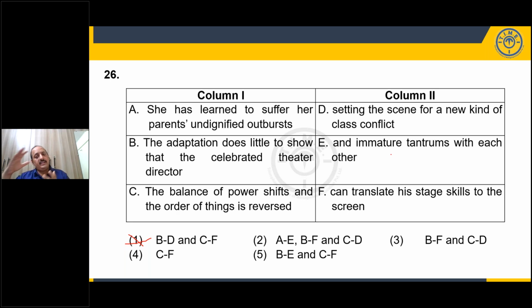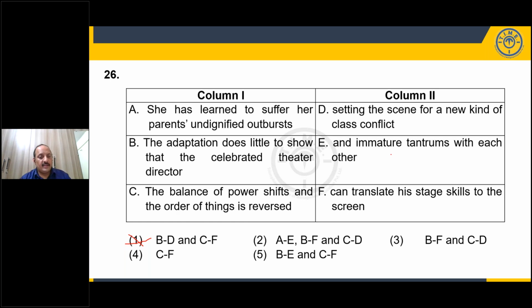She has learned to live with that. So AE does seem to be fine. Now let's check BF. The adaptation does little to show that the celebrated theatre director can translate his stage skills to the screen. So there's an adaptation possibly of a play into a movie. The theatre director made the movie himself, but the adaptation doesn't show that he is capable of transferring his stage skills to the cinema screen. So BF also seems to be fine.